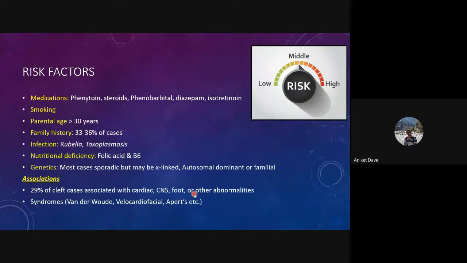If you have a look at the risk factors which cause this, you'll see all the usual suspects. These are the maternal intake of medications like phenytoin, steroids, isotretinoin, maternal smoking, high parental age, antenatal infections like rubella and toxoplasmosis, and vitamin deficiencies. Most of these cases are sporadic, but they can also be X-linked or autosomal dominant. And many of these are associated with other congenital anomalies, especially cardiac and CNS anomalies, or they may also be associated with syndromes such as Van der Woude, velocardiofacial syndrome, Apert syndrome, or Treacher Collins syndrome.